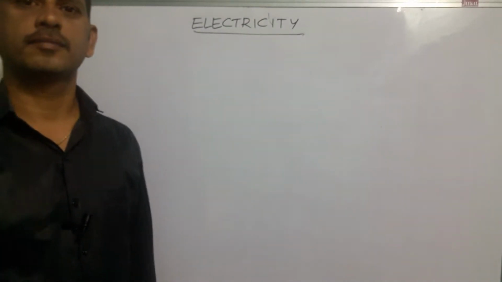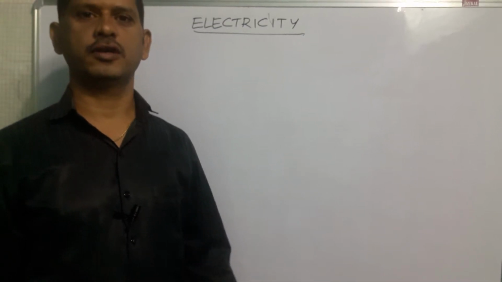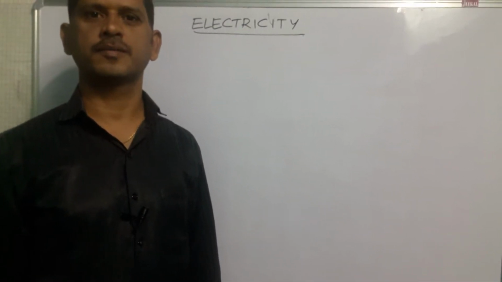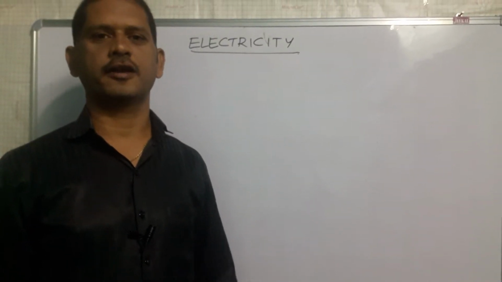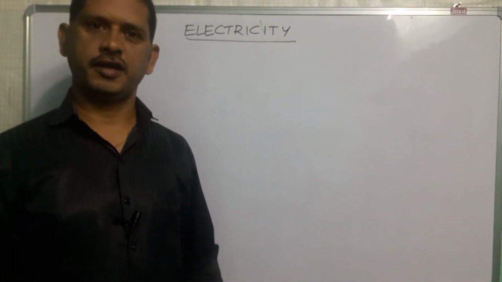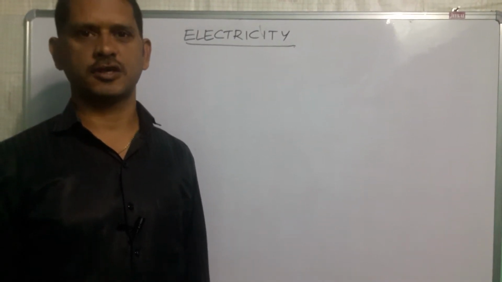Now see the series combination of resistors. Already we know what is meant by resistance. Resistance is a property to oppose the flow of electric current. So a device which is used to produce resistance is known as a resistor.